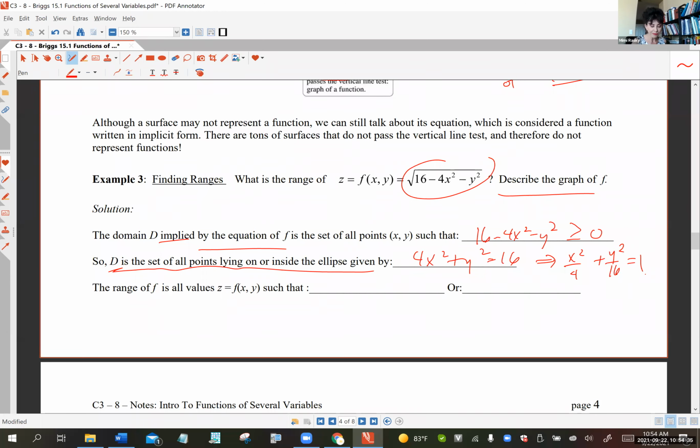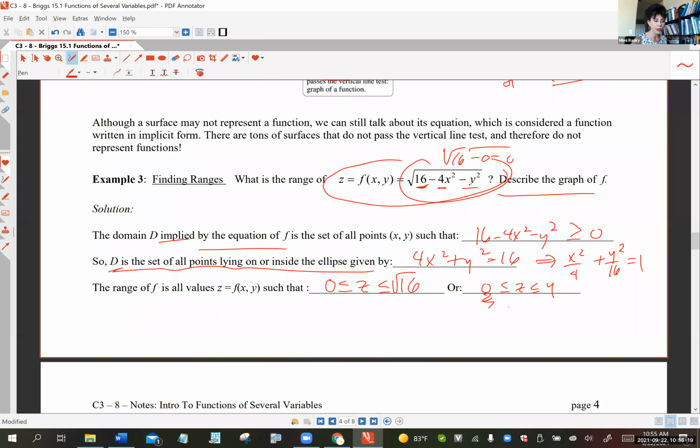So what about Z though? Well, if you look at what Z is here, this radical can't get any bigger than 16 because it's 16 minus some things that are getting squared. So the biggest this can get is square root of 16 minus 0, which is 4. The lowest it could get would be 0 because you don't want to take square roots of negative numbers. So Z is bounded below and above by 0 and square root of 16, which is the same as 0 and 4. So the altitude can't get any higher than 4, and the lowest altitude is 0.